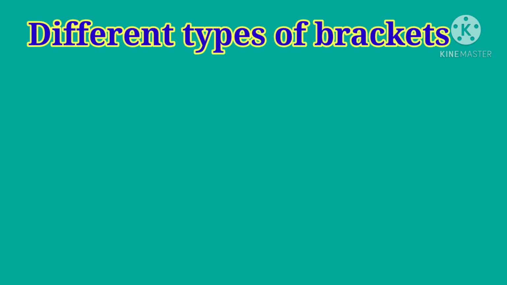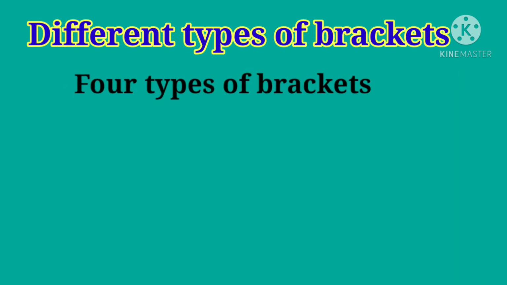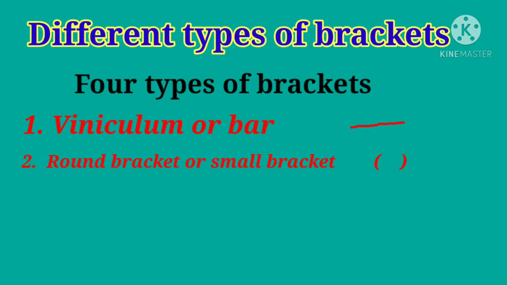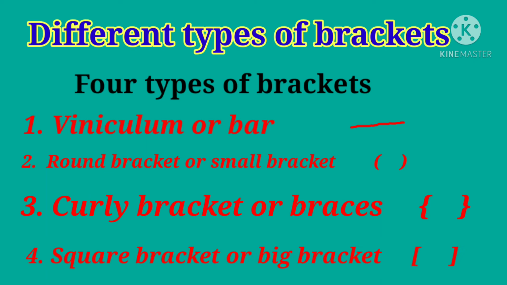First, let me tell you about the different types of brackets. There are 4 kinds of brackets. The first is the bar or vinculum. Second is the round bracket or small bracket. Third is the curly bracket, which is also known as braces. And the last one is the square bracket, which is also known as big bracket.